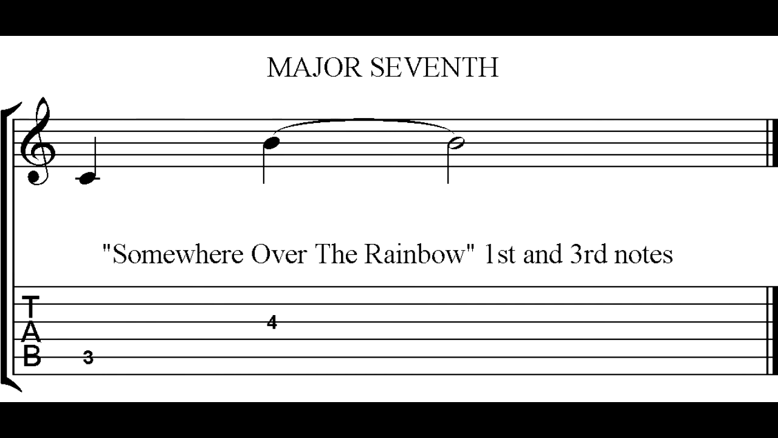Now let's jump back and do the major seventh. The major seventh is the interval between the C and the B. We already know what that sounds like because it's the interval between the first and the 3rd note of Somewhere Over the Rainbow. Let's see what that sounds like.